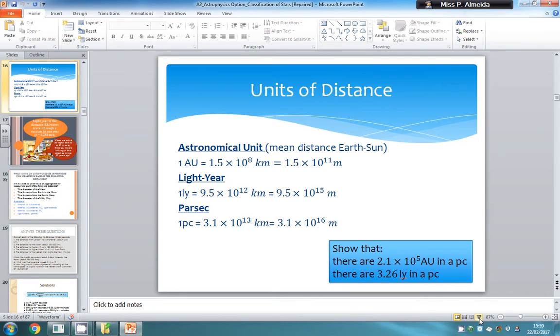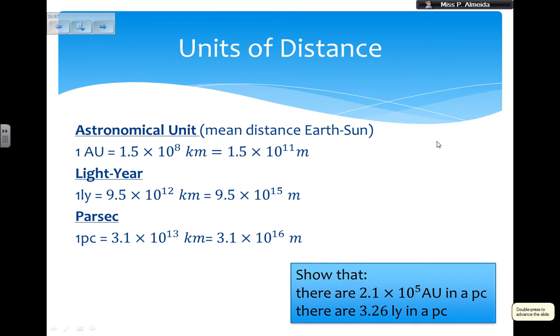Hey everyone, I'm going to tell you about how we can measure distances in astrophysics. This is actually going to take a couple of videos. I'm just going to focus on a tiny part today, and to start off with, I'll tell you about the units of distance that we can use.